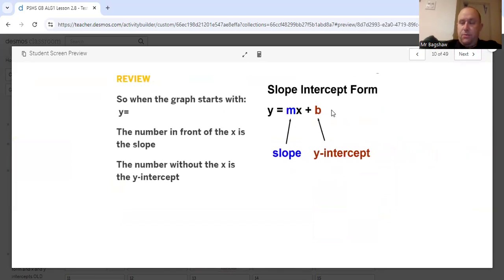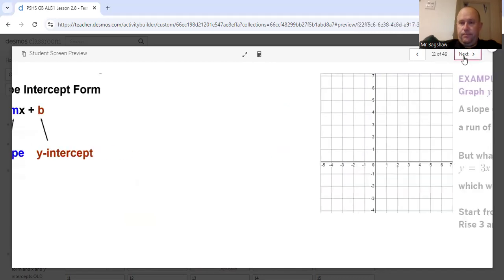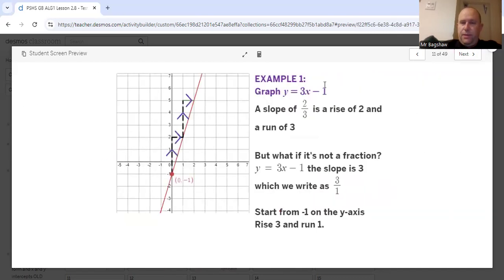That's the one that starts with y equals. And then we normally put y equals mx plus b, where m is the slope, that's the number with the x, and then b is the y-intercept, that's the number without the x. So if we're graphing something like 3x minus 1, notice it starts with y equals, so this is slope-intercept form.